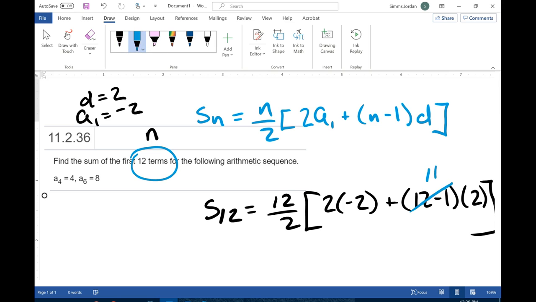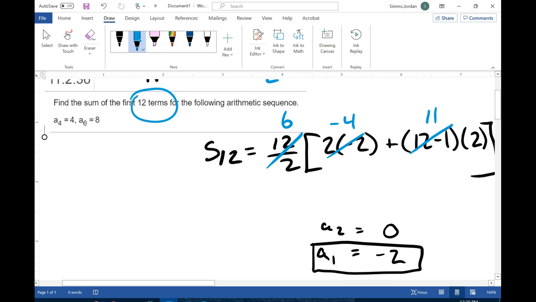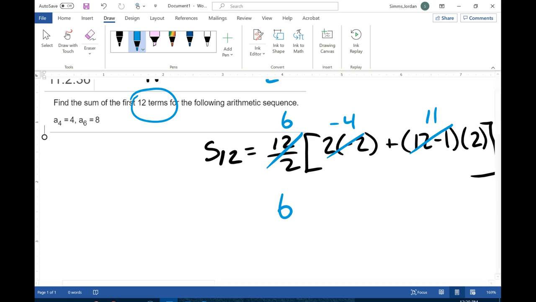This is going to simplify to 11. This is going to simplify to negative 4. And this is going to simplify to 6. So our next line there, let me erase all that stuff. You probably see where this is going, right? Negative 4 plus 11 times 2, plus 22, so I could just go ahead and combine that up.